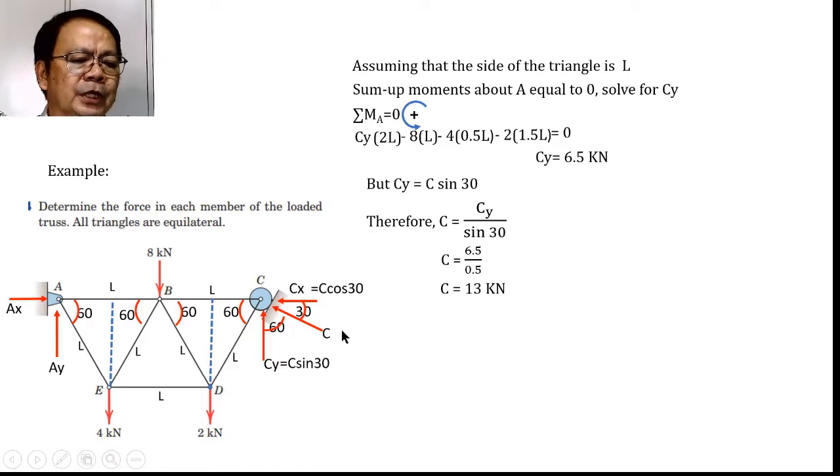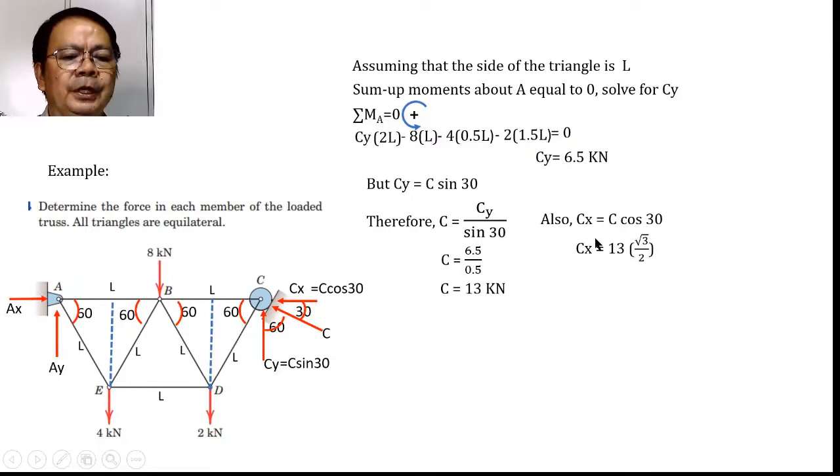Now, after which, we can also solve for C sub x, because C and C sub x are related. That is, C sub x equals C cosine of 30. Now, since we have computed the value of C of 13, therefore, C sub x can be computed to be 13 multiplied by cosine of 30, which is equal to the square root of 3 over 2.